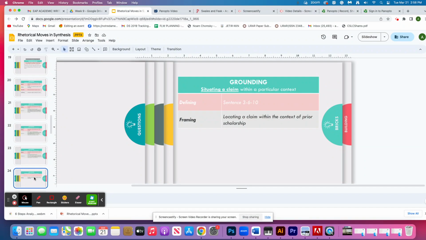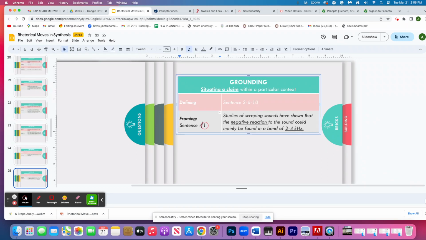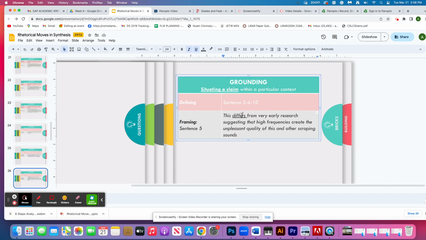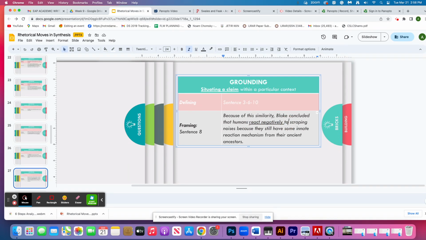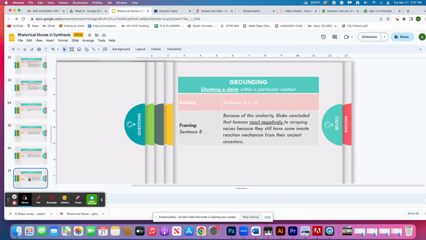The next is how we frame a claim, locating a claim within the context of prior scholarship or prior research. This is one example, sentence 4. A claim is embedded inside those definitions. A negative reaction to the sound. Okay, some studies showed negative reaction. This differs, that's another keyword of framing. So you're locating your claim, gradually leading to the claim. React negatively. Blake concluded that. So it's another way of framing.